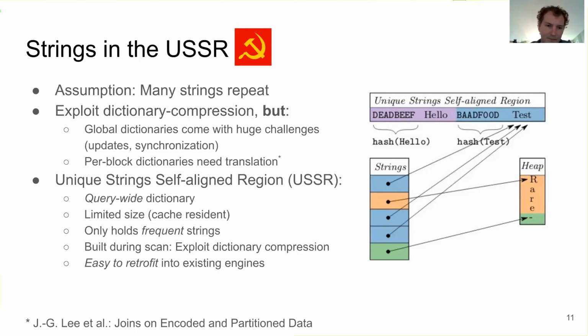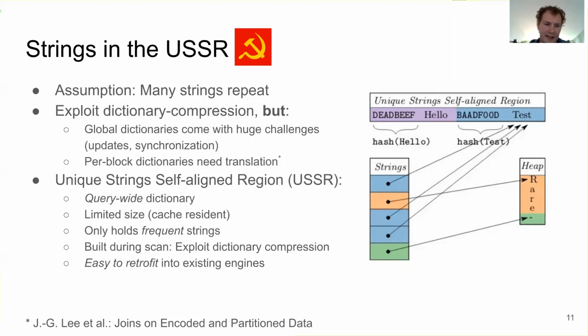during runtime. The USSR is basically a query-wide dictionary, so if you start a query anew, you would build a new USSR with it. The USSR has a limited size, so it fits in cache. And you would assume it only holds frequent strings. And infrequent strings you would not even consider in that dictionary.